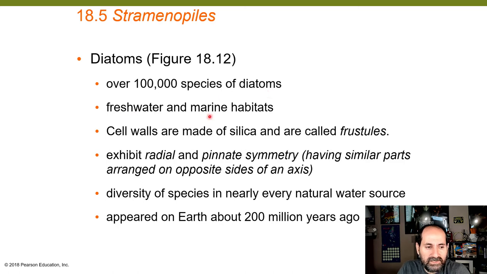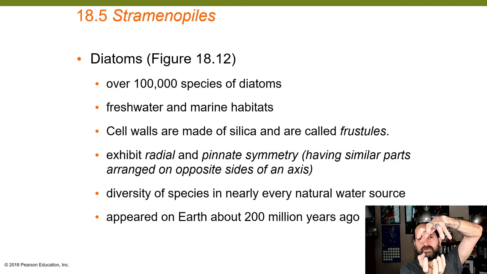There's a myriad of different shapes. They're freshwater and marine, and you can always tell you're dealing with a diatom because they look like they're made out of glass, and they are made out of glass because they have cell walls made of silica, and these cell walls are called frustules. By the way, the way the frustule works is that it almost looks like a petri dish. There's a small portion of the frustule, and then the larger portion of the frustule fits over the smaller portion, such as like a petri dish, right? And so that's the way the frustule works.